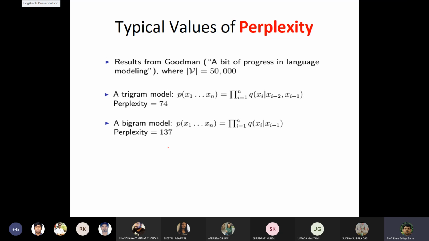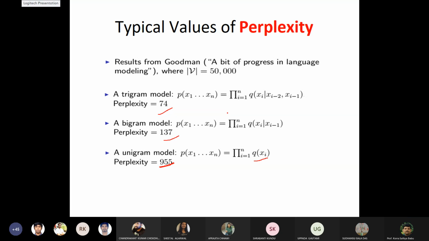For bigrams, q of xi given xi minus 1, two words, the perplexity is 137. For unigrams, the perplexity is 955, meaning the existence of single words. So for unigrams it is 955, for bigrams 137, and for trigrams 74. Will the perplexity be less or more for a quadgram or pentagram?